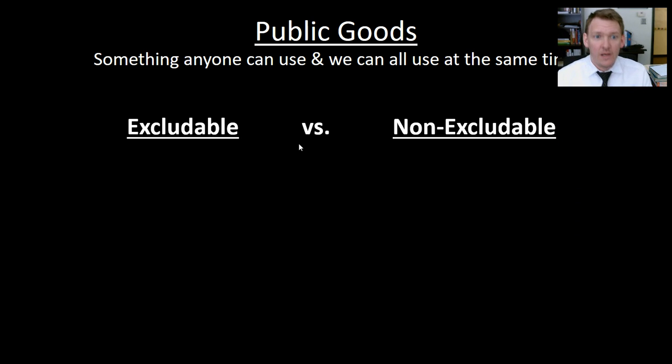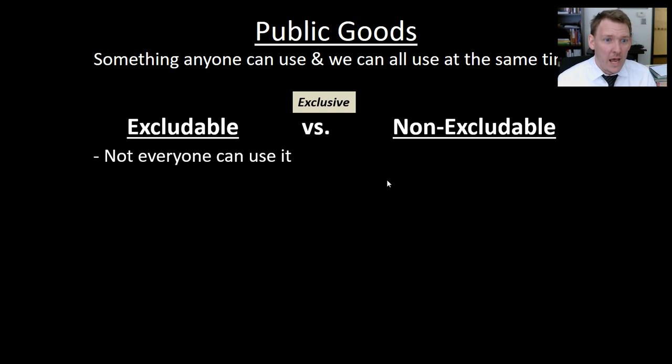A public good. Excludable versus non-excludable, or you could say exclusive versus non-exclusive, basically means the same thing. We're going to look at a public good and we're going to break it down into several categories so that you understand how a public good is different from a private good. An excludable good means not everyone can use it. You can be excluded from using something.